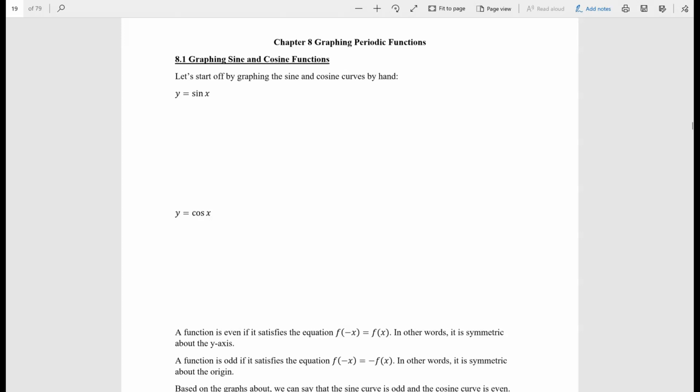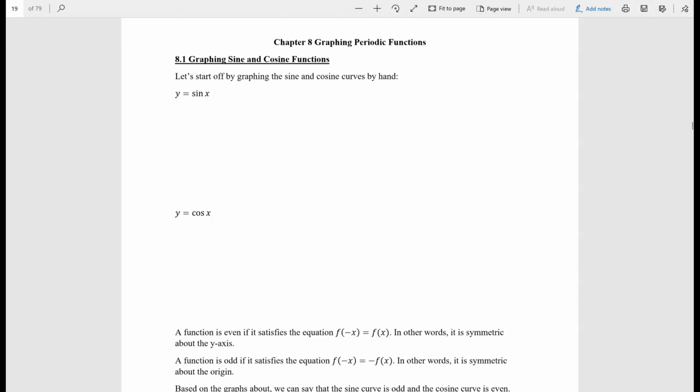This is going to be Chapter 8, Graphing Periodic Functions, and we're going to start off by graphing the sine and cosine functions. So the first thing that we really have to do is try to figure out how exactly sine and cosine look when you graph them, and actually graphing it is going to be very important when you guys go to pre-calculus and even in calculus. So knowing the sine and the cosine curves are going to be very, very important. So the first thing to kind of know is let's start off by graphing the sine function.